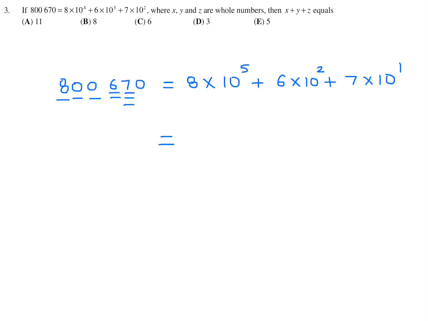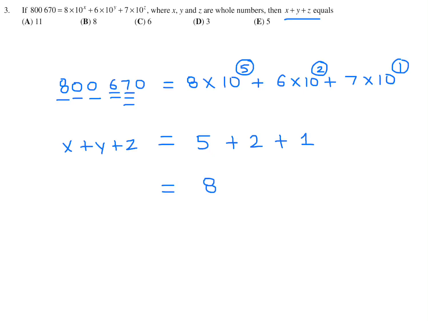Now we've got to match this up. This is x, and this is y, and this is z. So x plus y plus z, which is what they want us to figure out. X is 5, y is 2, and z is 1. So therefore 5 plus 2 plus 1 is 8. And make sure you choose the right answer choice. Number 3 is therefore B.